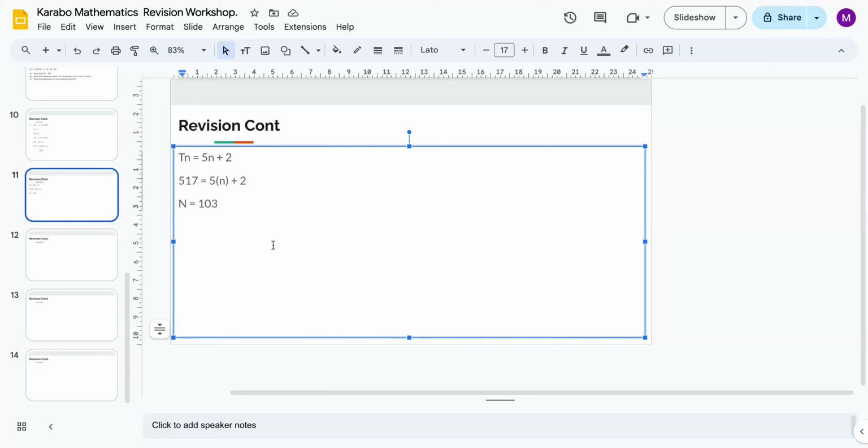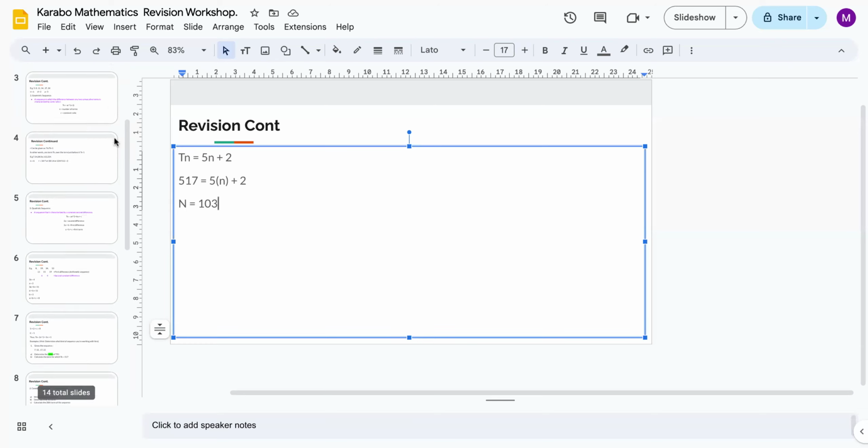Now it's important to make that distinction, guys. I've seen a lot of people make mistakes. You lose silly marks over confusing: are they asking me for n? Are they asking me for Tn? So always remember that when you're trying to find which term, that is the n. And when you're trying to find the value of this particular term that I've been given, that is Tn that they're asking you to work out.